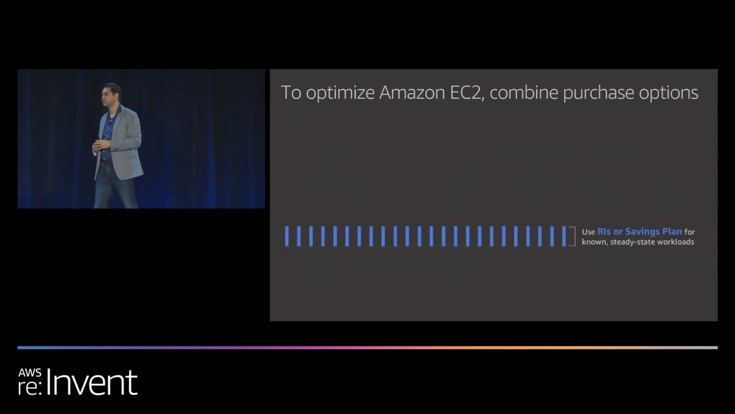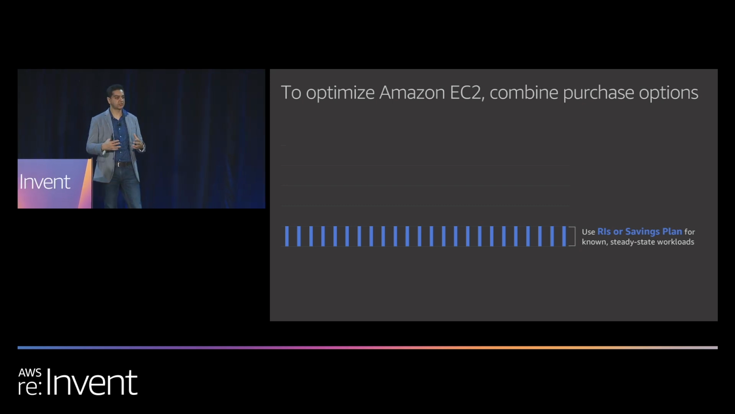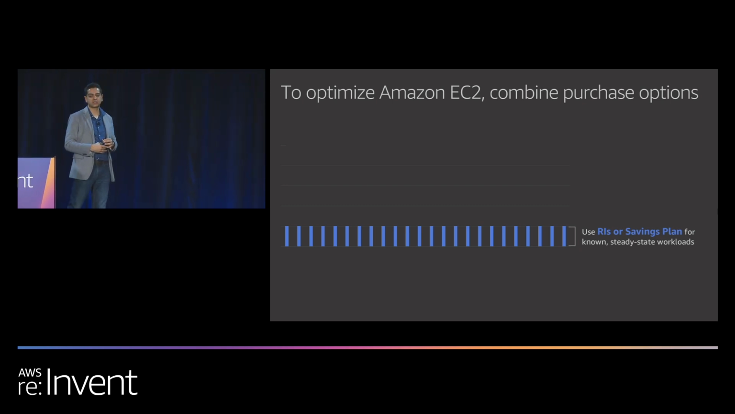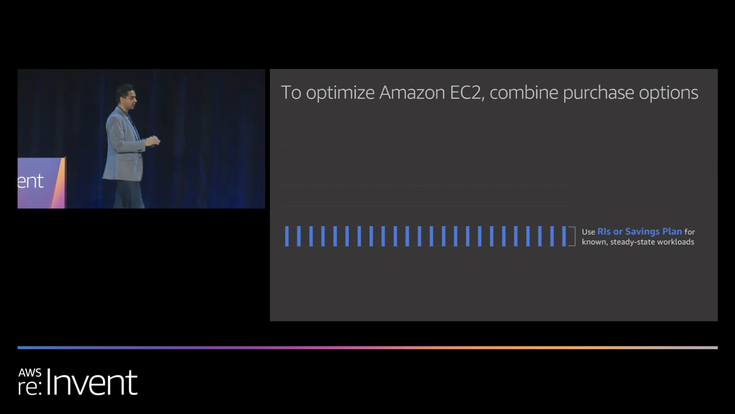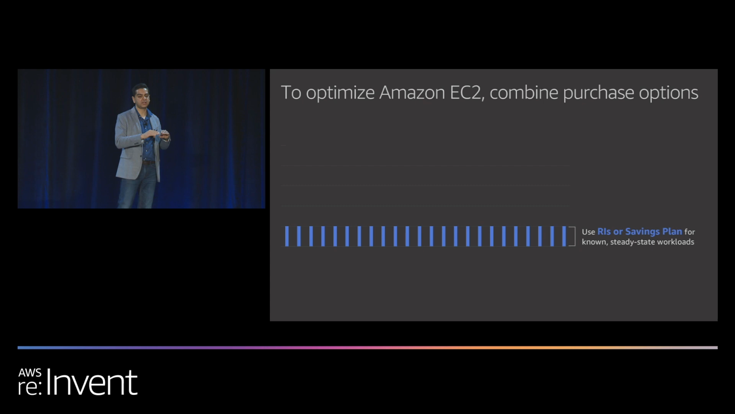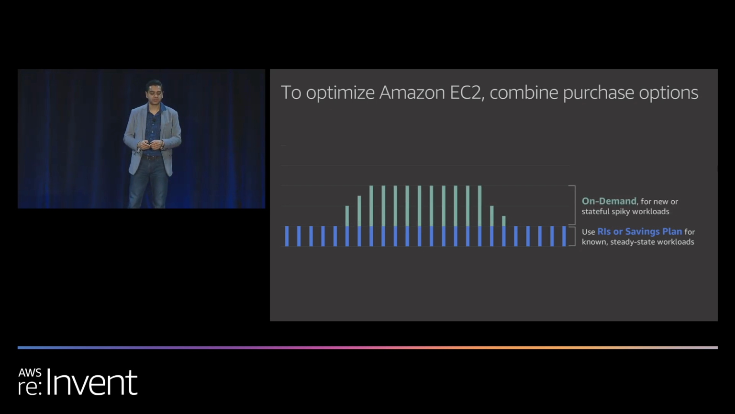I'm going to skip through some of this content in the interest of time. Some of our customers ask us for recommendations on when to use which purchase type. The answer to that question is, well, you should use them all. If you have steady-state workloads that are going to continuously run in AWS and EC2, we recommend using RIs or savings plan to really optimize your spend on EC2.